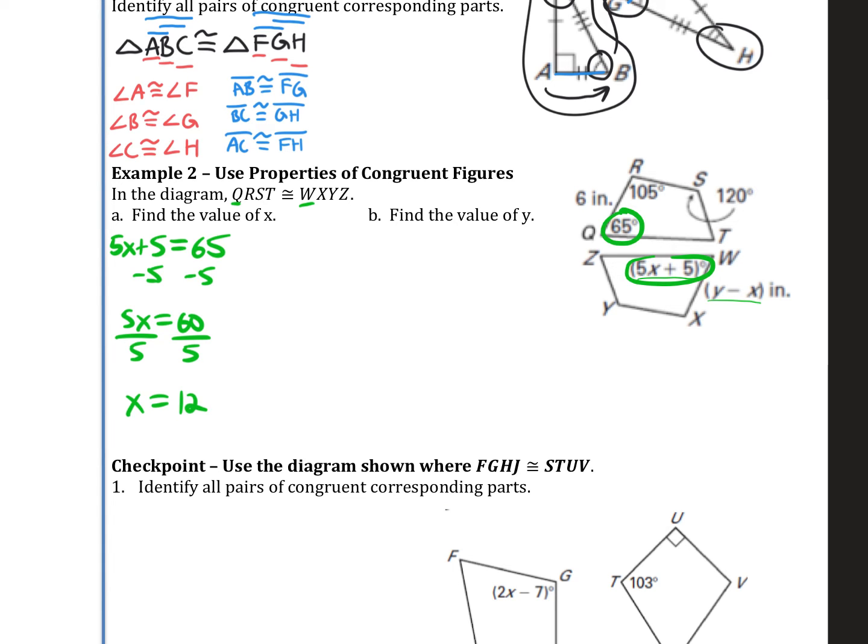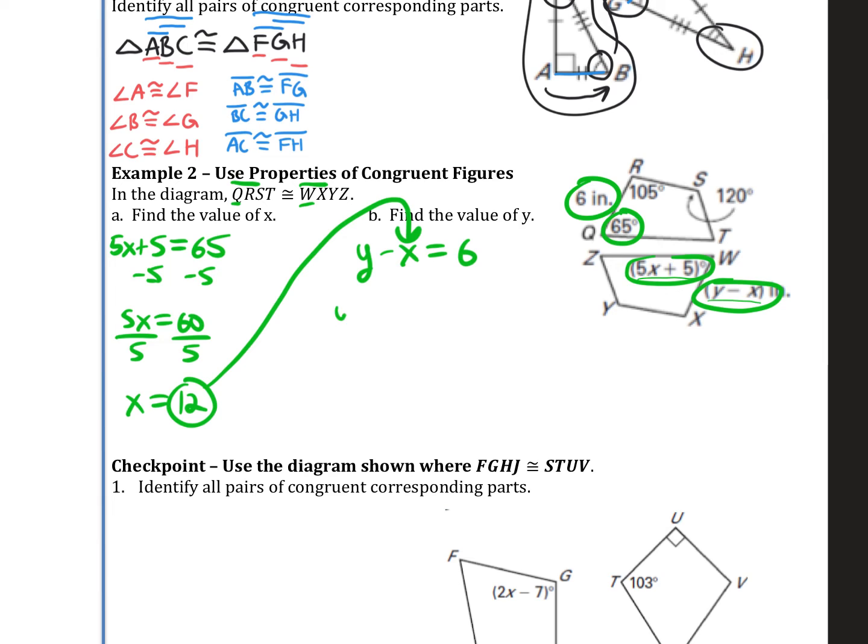Are we done? Well, not quite. We got to find the value of y now. So y is right here. We have y minus x, and that was wx. So wx matches with what? qr. Where's qr? qr is the 6 right here. So we can do y minus x equals qr, which is 6. We can take this 12, we can plug it in for x. So y minus 12 equals 6. Add 12. We get y equals 18.